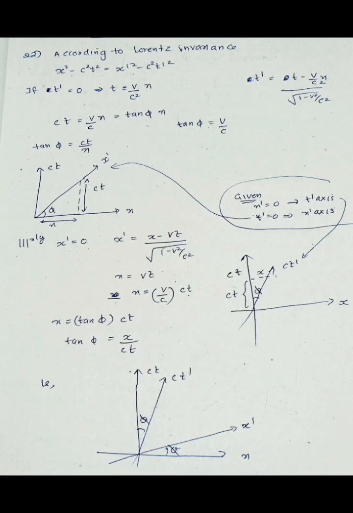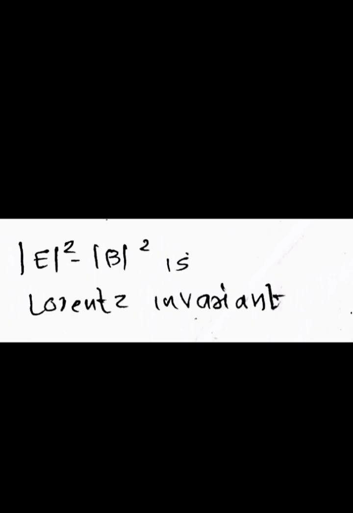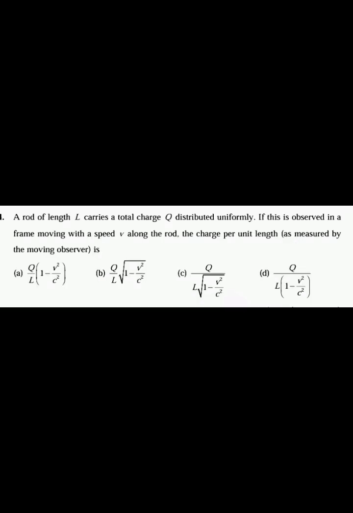So this is the answer, because this satisfies these two conditions, that is tan phi is equal to ct by x and tan phi is equal to x by ct. These two conditions are satisfied in this graph, so this graph is the answer. So option C is the right answer. Next question is, which of the following is the Lorentz invariant? So here E square minus B square is the Lorentz invariant term.